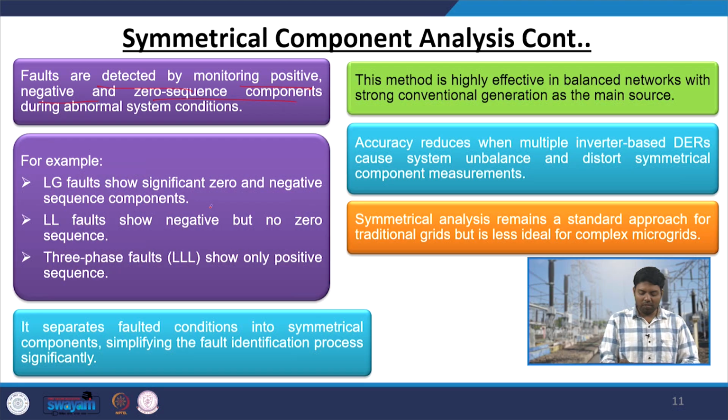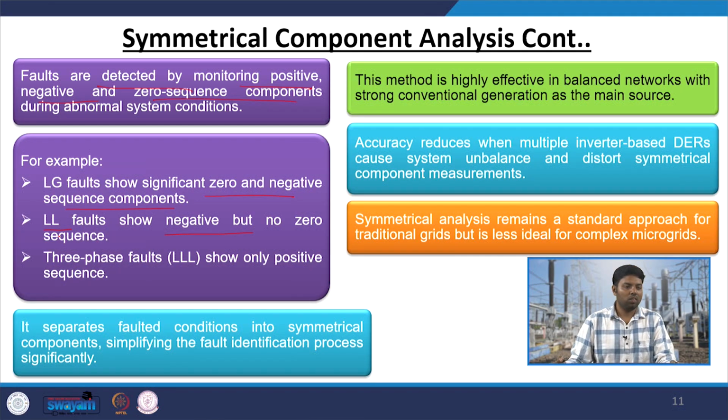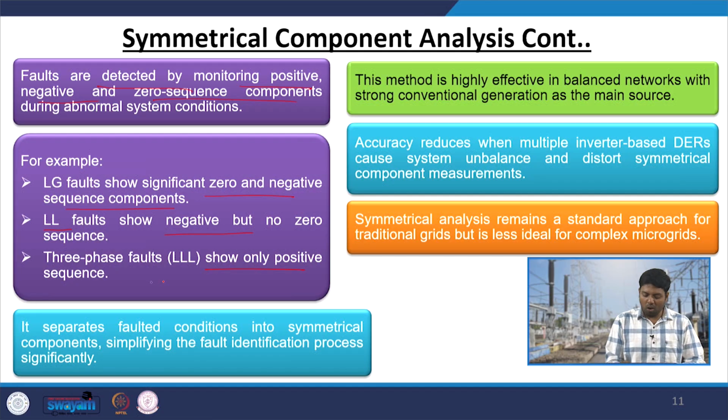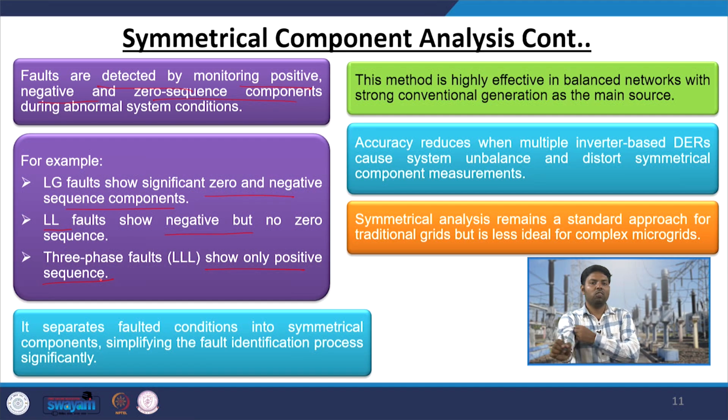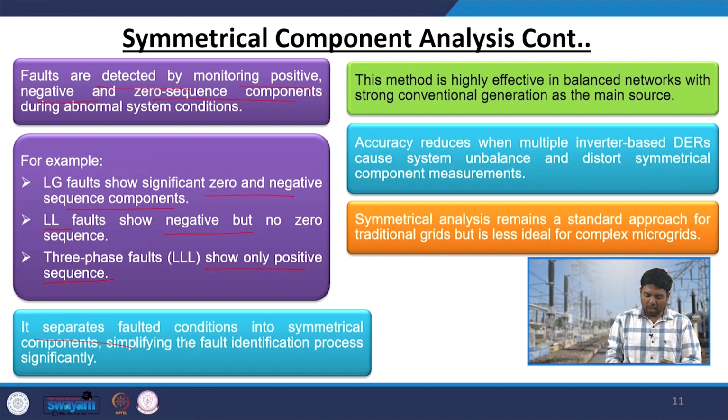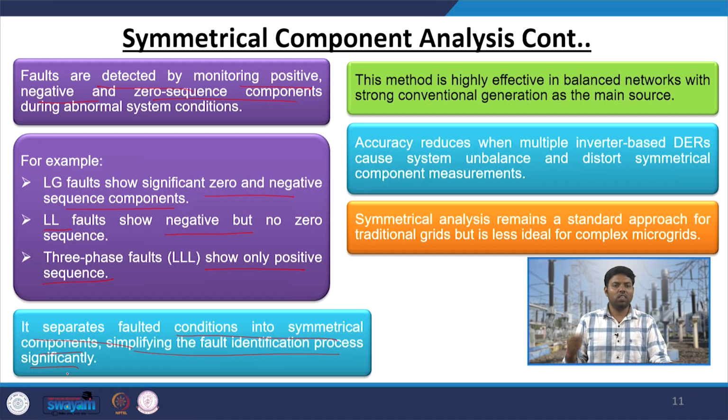So, if you have zero and negative sequence components, that means the fault is a line to ground fault. If you have only negative sequence component, but no zero sequence component, then it is a line to line fault, because there is no ground involved, so you will not get any zero sequence component. And if you see only positive sequence component, then you are sure that it is only a 3-phase fault. So, it can separate the faulted condition into symmetrical components, simplifying the fault identification process significantly. That is a very good and very traditional method.